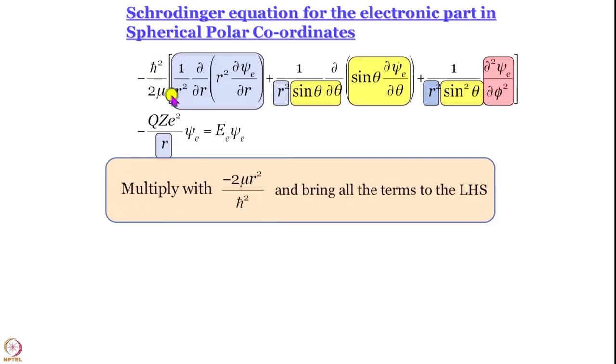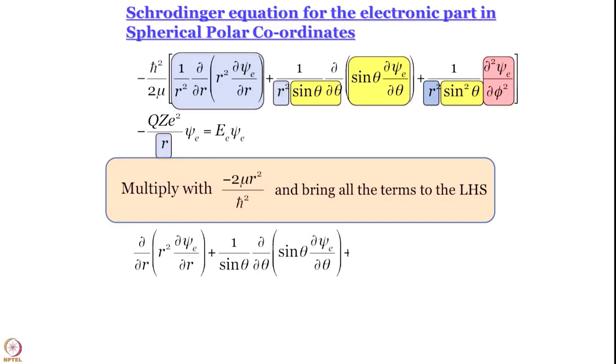Because I have this minus h cross square by 2 mu on this side, and here we have r square multiplied by sin theta d phi. So if you do this, then at least a little bit of cleaning up is there. The first term becomes del del r, this one, del del r operating on r square del psi e del r. The second term becomes, well, now this r square is gone, 1 by sin theta del del theta operating on sin theta del psi e del theta.